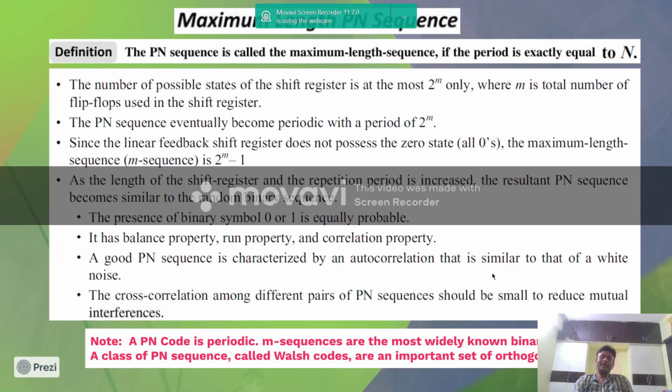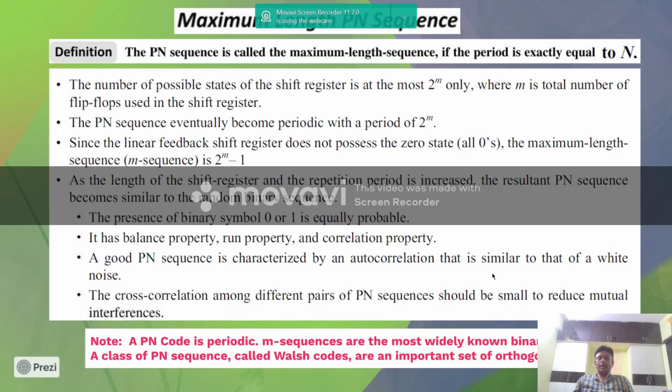Next, coming to the maximum length PN sequence. What do you mean by maximum length? A PN sequence is called a maximum length PN sequence if the period is exactly equal to capital N. That is the maximum length sequence.